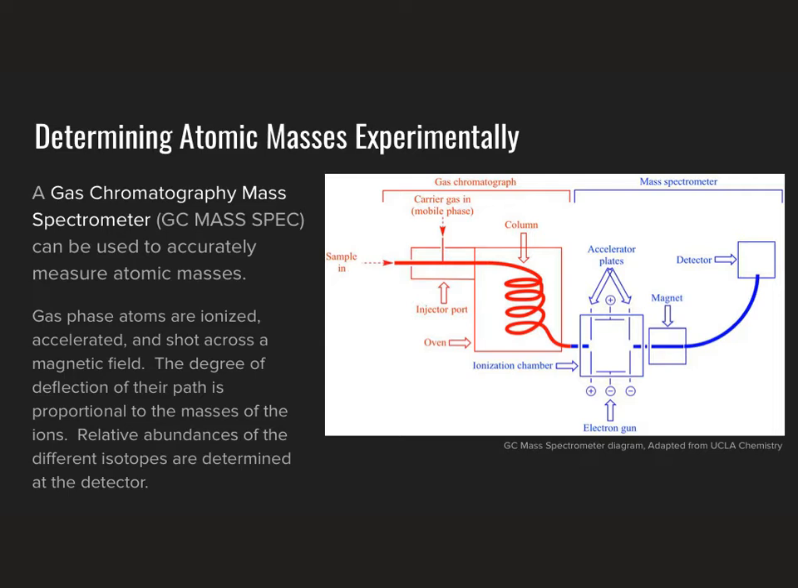So, first off, if we want to measure an atomic mass experimentally, we're going to use a device called a gas chromatography mass spectrometer, or a GC mass spec for short. This is a tool that chemists use to very, very accurately separate particles by their masses and determine the relative abundance of the different isotopes of each of the different elements.